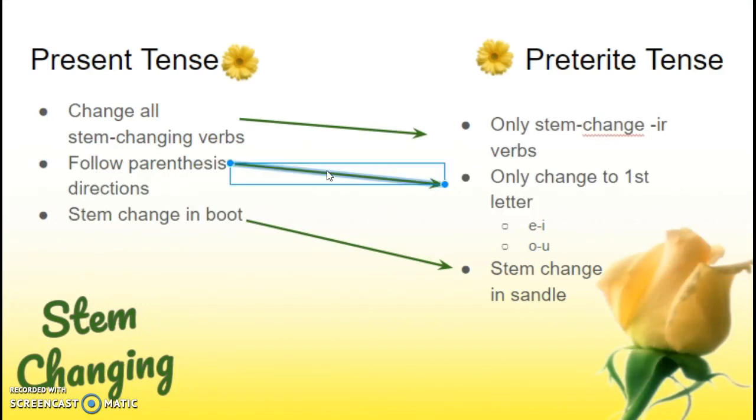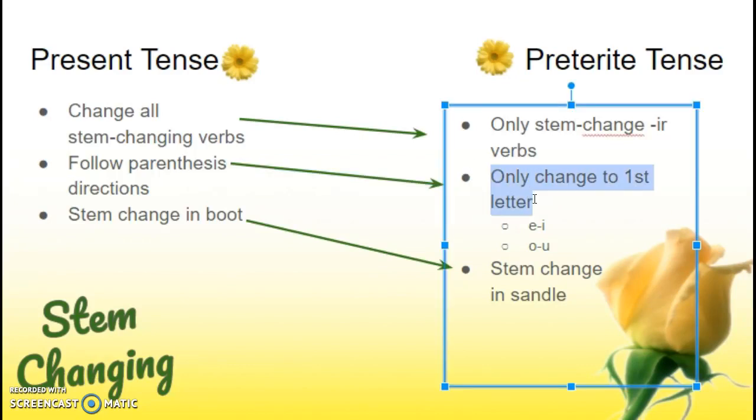The second change from present to preterite tense is that in the present we followed the directions in the parentheses, whereas now we're only changing the very first letter. So for instance, we would change E to I for both E to IE verbs and E to I verbs. Verbs that we typically called U to UE now are only going to be O to U, because we're only changing to the first letter in the parentheses.